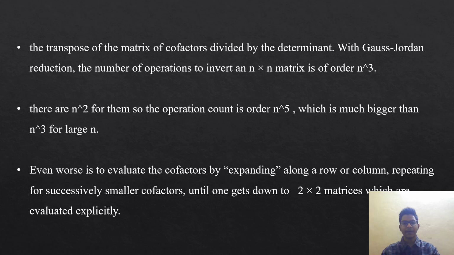The alternative is the transpose of the matrix of cofactors divided by the determinant. With Gauss-Jordan reduction, the number of operations to invert an n by n matrix is of order n cubed. There are n squared cofactors, so the operation count is of order n to the power 5, which is much bigger than n cubed for large n. Even worse is to evaluate the cofactors by expanding along a row or column, repeating for successively smaller cofactors until one gets down to 2 by 2 matrices, which are evaluated explicitly.